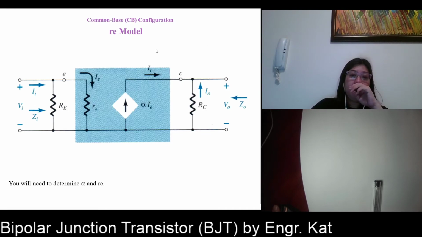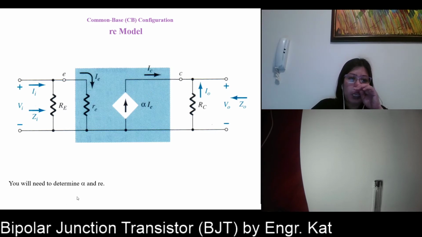So this is the RE model. Look, you have here your RE only, not beta RE. We can only see beta RE if we have a common emitter configuration. And your current is alpha IE. Okay, so it's pointing upward. That's why we have a negative sign in the current gain for a common base configuration.